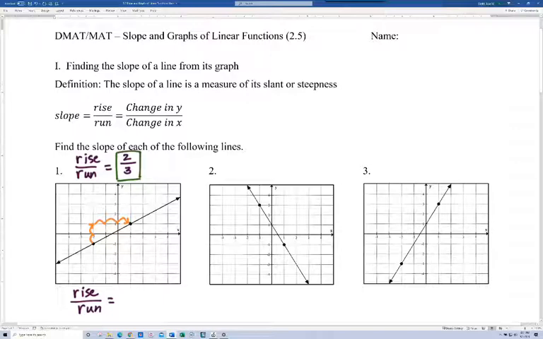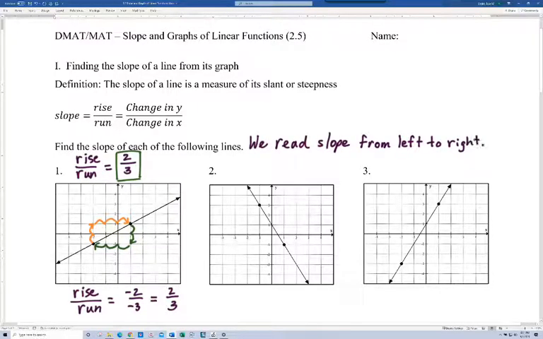Well, if I started at the point on the right, then my rise, notice I'm going down 2, and so the rise is negative 2. And then I'm going to go left 3. Now that's the negative x direction, and so that would be negative 3. And so notice I get 2/3, same answer. So it really doesn't matter which point you start at, but just to be consistent, I would go left to right. Not to mention slope is read from left to right. That's how we read slope.